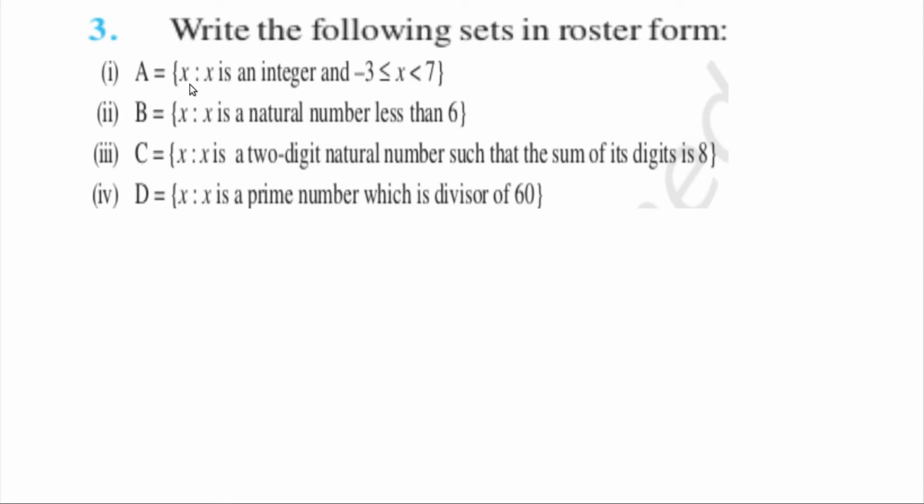The first question is A equal to the set of all x such that x is an integer and minus 3 less than or equal to x less than or equal to 7.